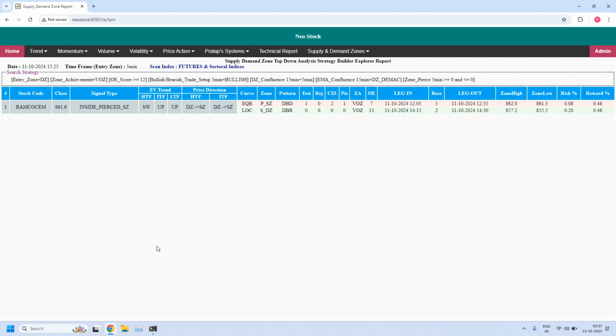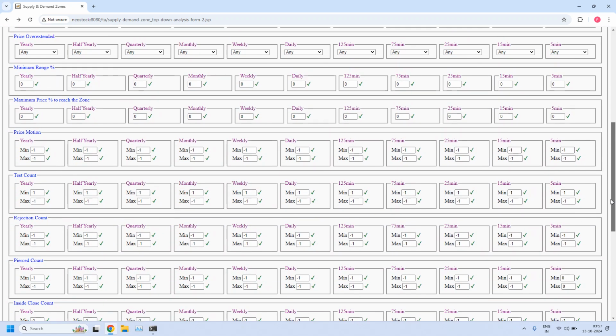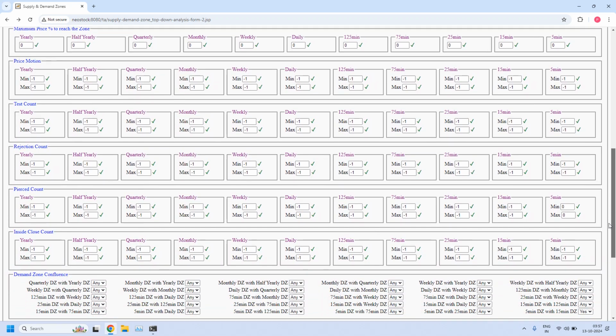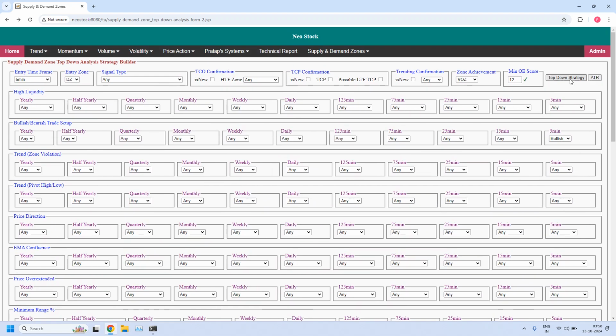Okay, next, let us look for LTF, ITF, HTF confluence. So removing the EMA filter. Now in the demand zone confluence, already one filter is enabled, so 2 more filters we need to add. 5 minutes with 15 minutes is already enabled. Now I am enabling 5 minutes demand zone with 75 minutes demand zone confluence filter, and also 15 minutes demand zone with 75 minutes demand zone confluence filter.